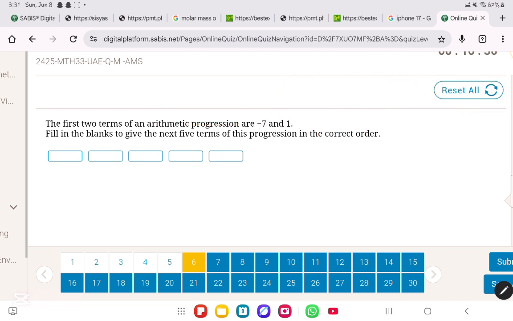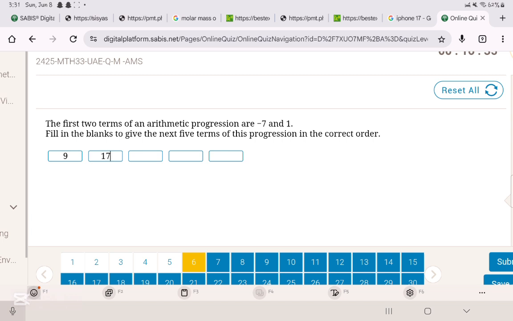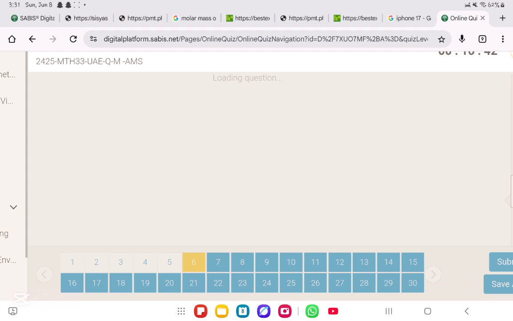So, in order, the terms are 9, 17, 25, 33, and 41. So that is it for question number 6.